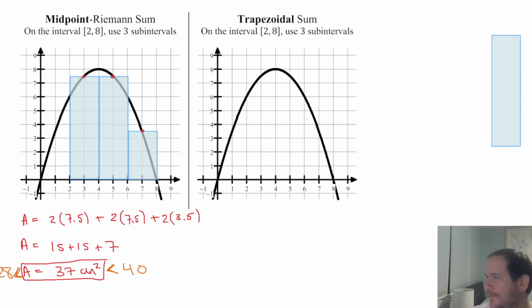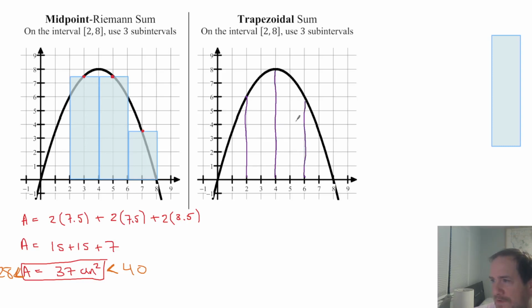But finally, for the trapezoid rule, we're not using rectangles anymore, but we're still going to divide this interval up into 3 equal pieces. And since the width is 6, that means every bit should be 2 units wide.